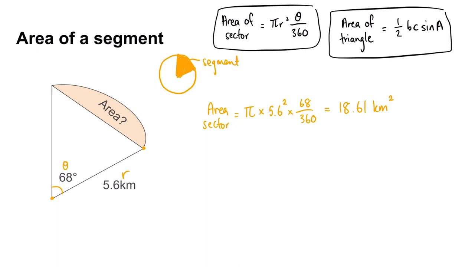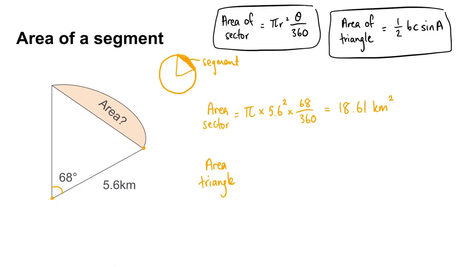So imagine I wanted to get rid of this part here. That is a triangle, right? When I take that triangle away, I'm left with the segment. So let me find the area of this triangle. I will get rid of that marking for now.